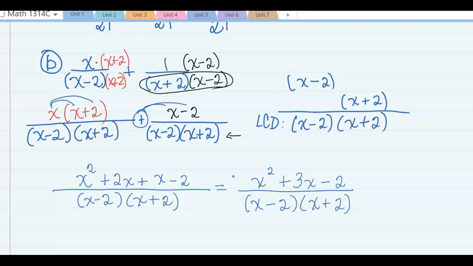Since it cannot be reduced, I could not factor the numerator to see if it would cancel out with one of these factors that I have in the denominator. And that concludes this video.